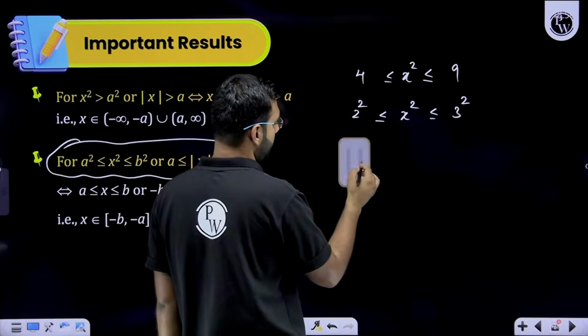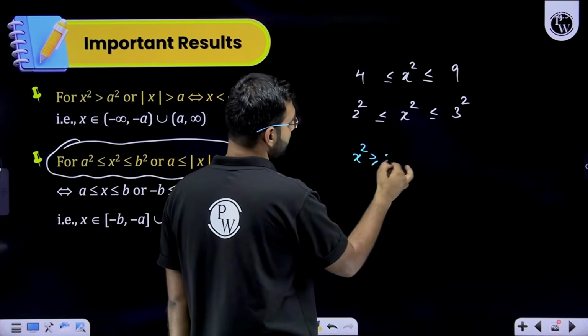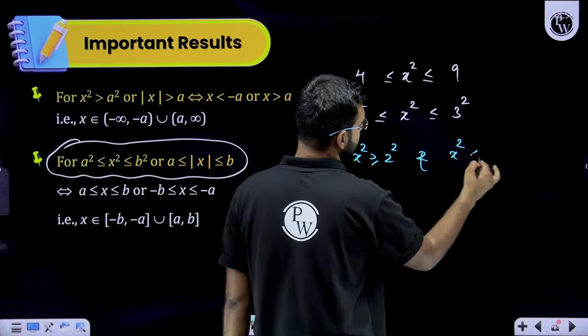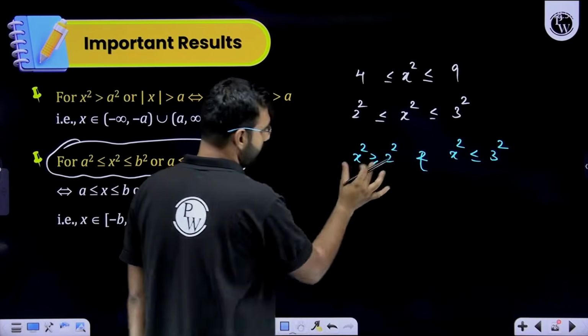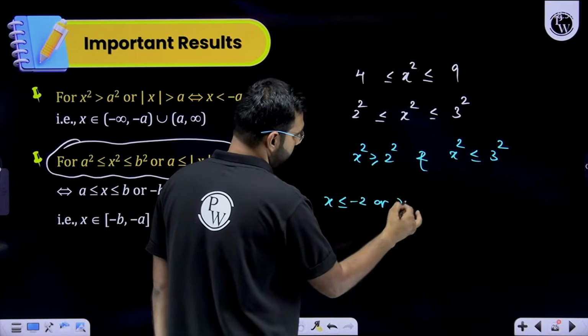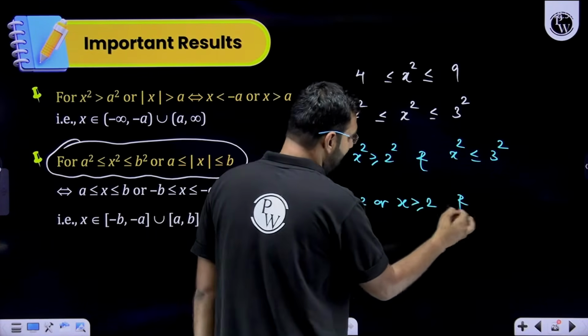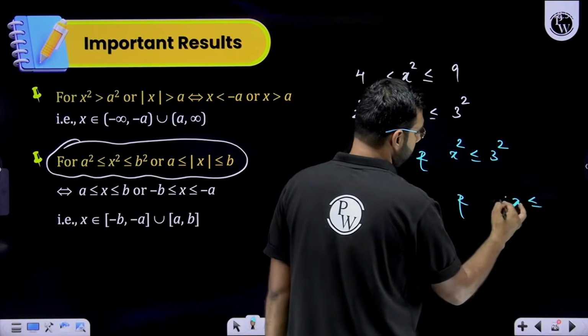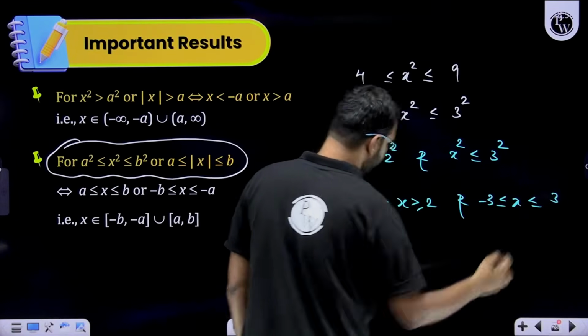That's our x square is greater than or equal to 2 square. And here, x square is less than or equal to 3 square. Now, what does it mean? If it is given, then we know x will be either less than minus 2 or x will be greater than 2. And intersection of this with this, that x will be from minus 3 to 3. I hope there is no confusion on that.